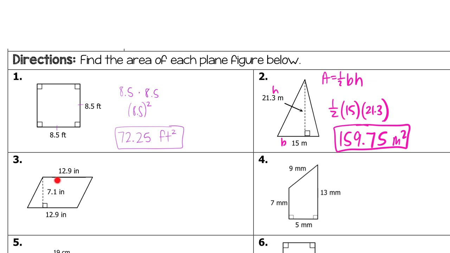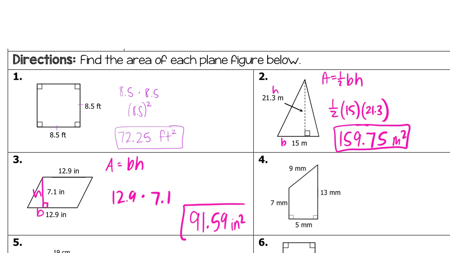All right, number 3, this is a parallelogram. And parallelograms are kind of like rectangles when we're talking about area. It's just base times height. So the base of this parallelogram is the 12.9, and then the height is this right here because that's perpendicular, so that's our height. So we'll just do 12.9 times 7.1. So we have 91.59 square inches.